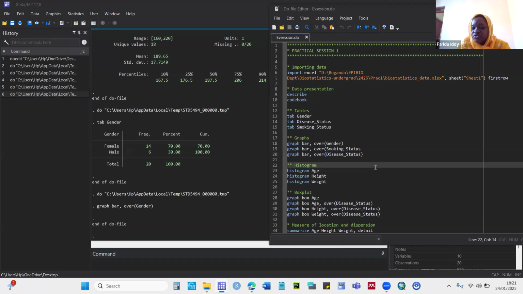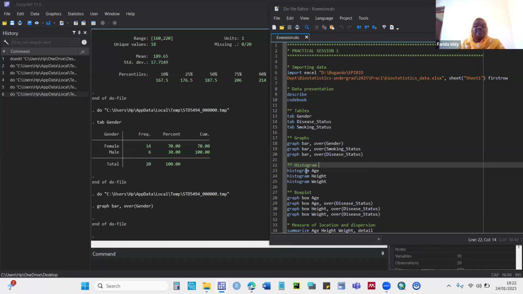All of these are categorical or qualitative variables. But if we're talking about quantitative variables, it means variables which are continuous, which can be age, height, weight, systolic, and diastolic present in this data. So in graph presentation, a bar graph is used for qualitative data, and for quantitative data, we use a histogram.